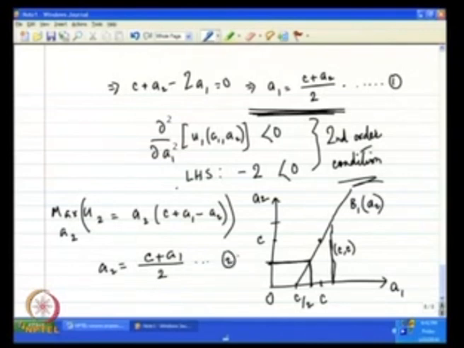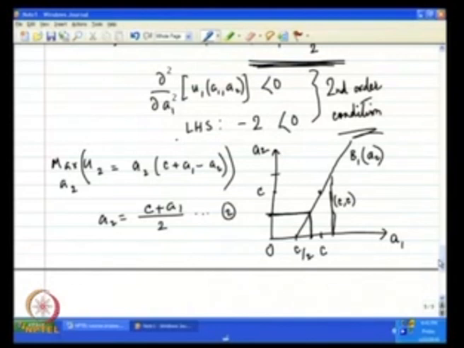This is how it should look, because for player 1, the best response function was A1 is equal to C plus A2 divided by 2. For player 2, it will be A2 is equal to C plus A1 divided by 2. Now, if I want to plot this line, how will it look? We just remove these lines so that it becomes more clear.